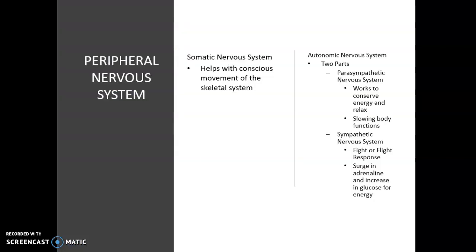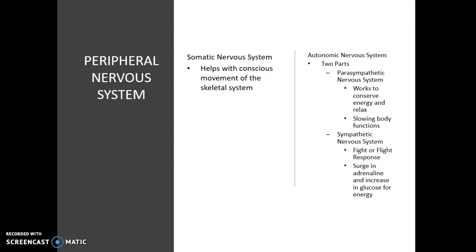Peripheral nervous system is broken into the somatic nervous system and the autonomic nervous system. Somatic helps with conscious movement of the skeletal system, so we have more control over the somatic nervous system. Autonomic nervous system is broken into two parts, the parasympathetic nervous system and the sympathetic nervous system.